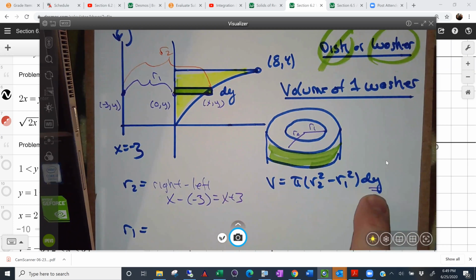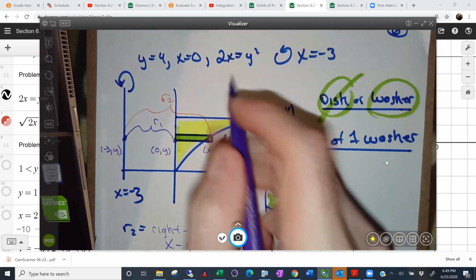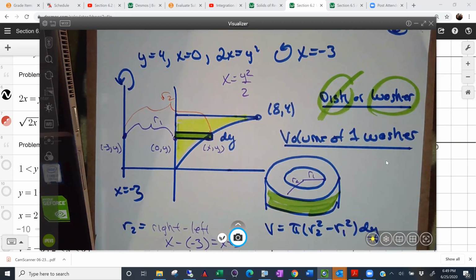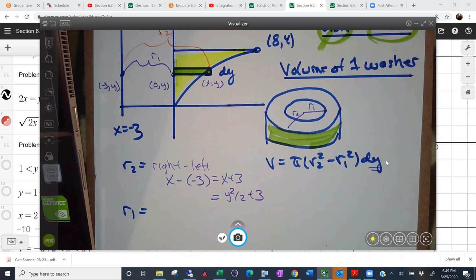But this dy here tells me that, wait a minute, I got to get rid of that x. Instead of an x, I got to have an expression in y. So what's that expression in y going to look like? Well, you can solve for x back up here at the top and get x equals y squared over 2. So my final expression for R2 is going to be y squared over 2 plus 3. That's what I needed. That's going to go in here.